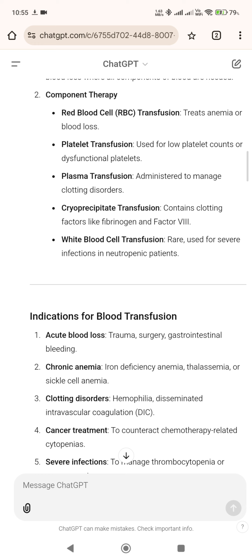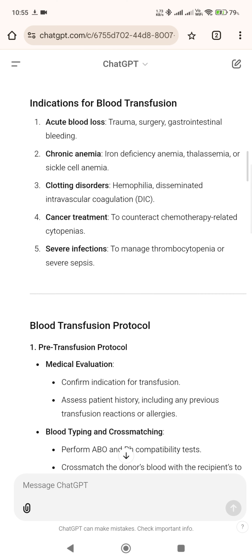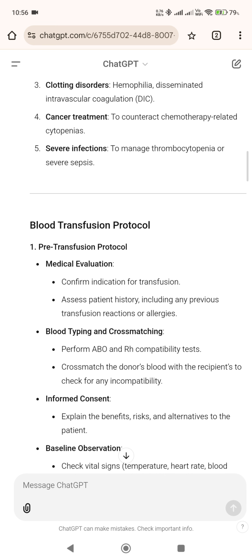Indications for blood transfusion. 1. Acute blood loss: trauma, surgery, gastrointestinal bleeding. 2. Chronic anemia: iron deficiency anemia, thalassemia, or sickle cell anemia. 3. Clotting disorders: hemophilia, disseminated intravascular coagulation, DIC. 4. Cancer treatment to counteract chemotherapy-related cytopenias. 5. Severe infections to manage thrombocytopenia or severe sepsis.